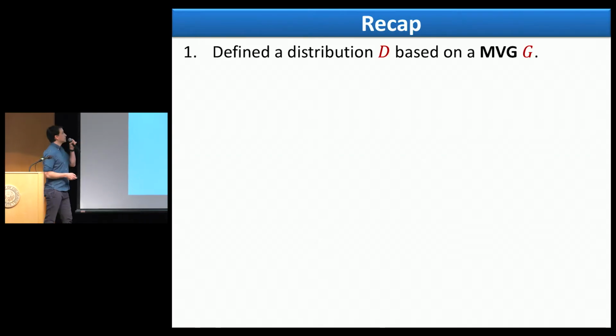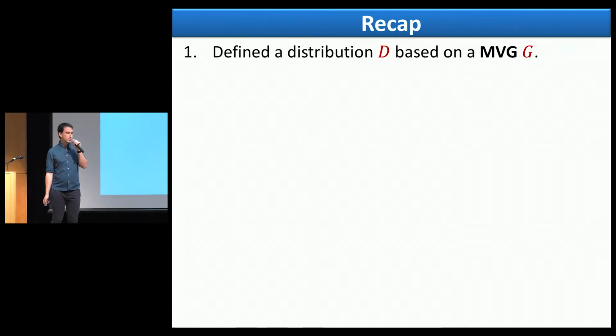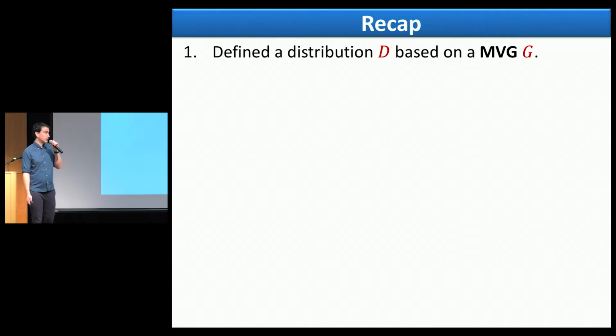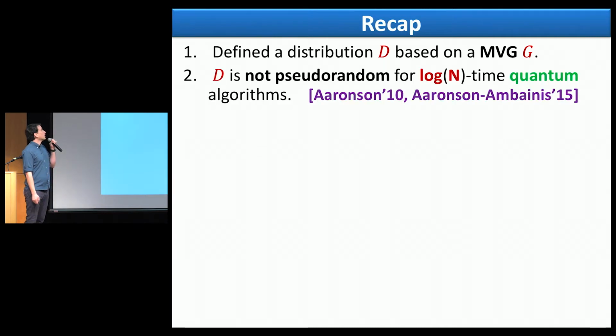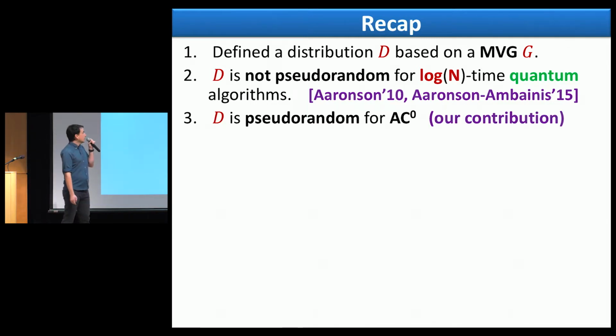Okay, so this was a high-level idea of the proof, and let me recap now. So we defined the distribution D, which was a discrete distribution, based on a Gaussian distribution G. We briefly mentioned why this distribution is not pseudorandom against very efficient quantum algorithms. This was done by Aaronson and Ambainis. And then our main contribution was to show that this distribution is pseudorandom against AC0 circuits.